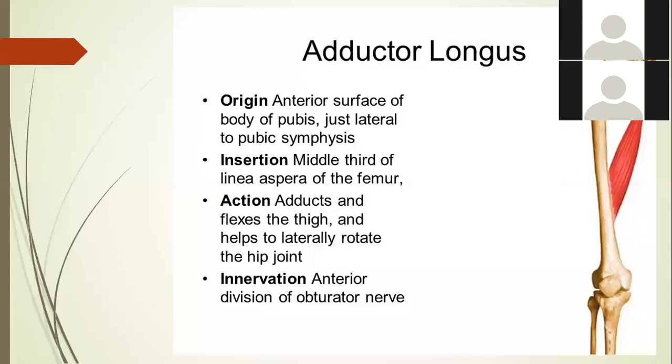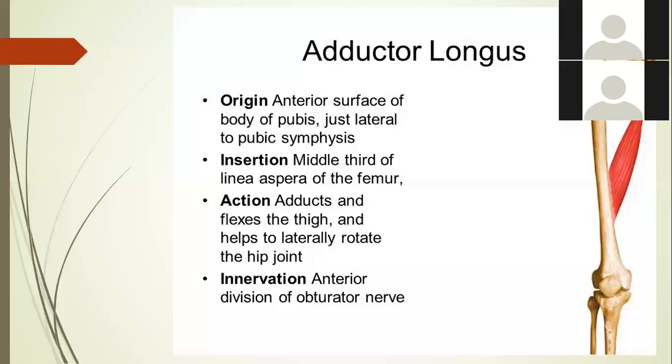And where is its insertion? The insertion of adductor longus is on the posterior aspect of the femur. The posterior aspect of the shaft of the femur possesses a rough ridge called the linea aspera, and the middle third of the linea aspera gives attachment to the adductor longus muscle. I have certain pictures for the insertion of all these muscles on the femur. I will show you.